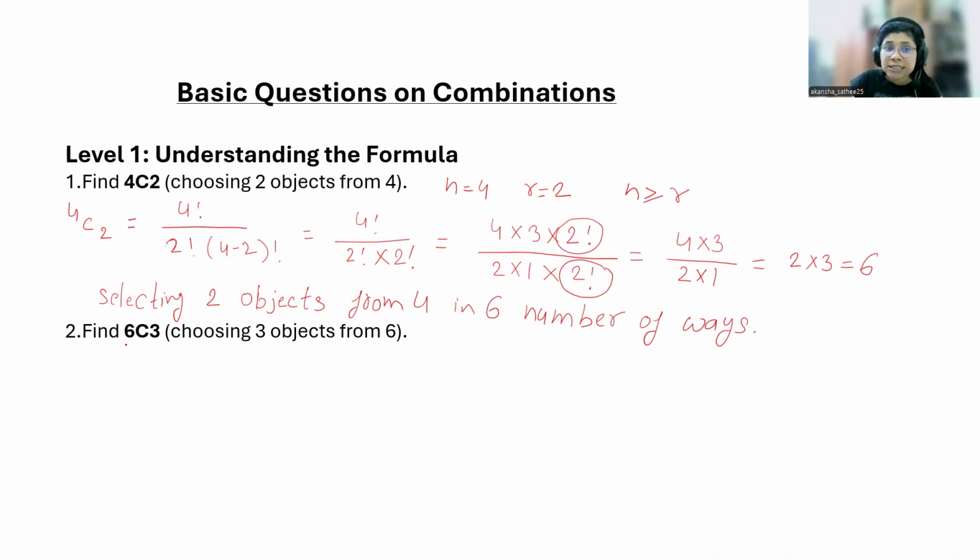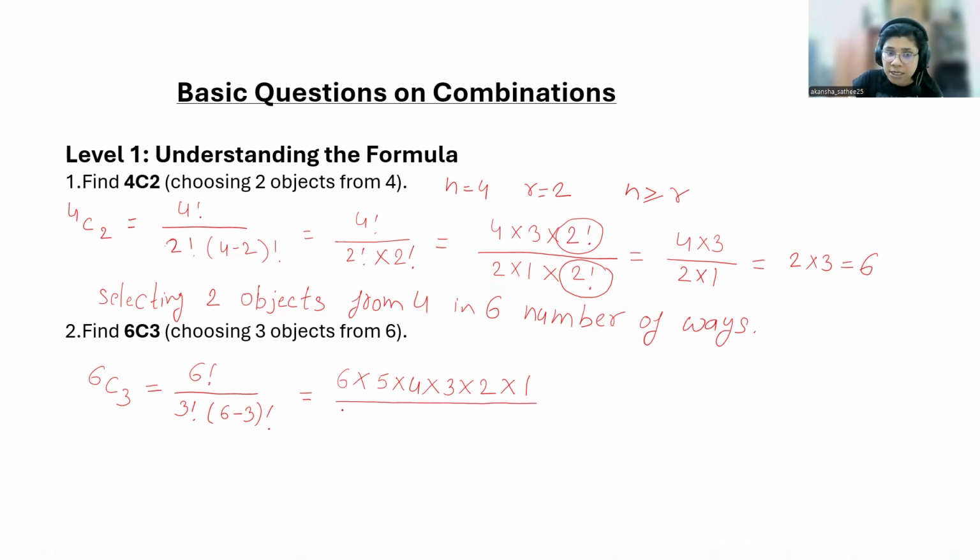Now find 6C3, choosing 3 objects from 6. So you know the formula. 6C3 is same as factorial n, n is 6 over here, right? Factorial 6 upon factorial r into 6 minus 3 factorial, right? What is 6 factorial? 6 factorial is 6 into 5 into 4 into 3 into 2 into 1, right?